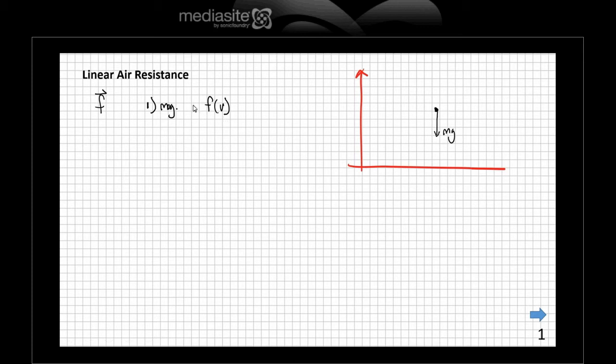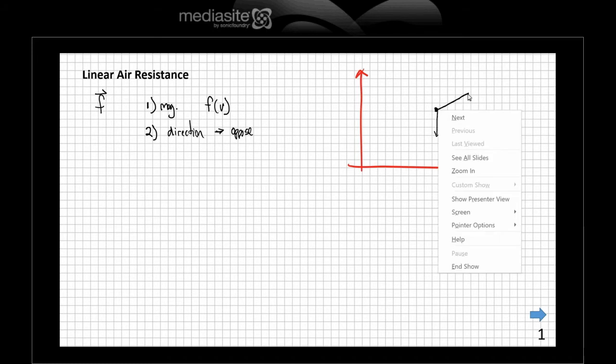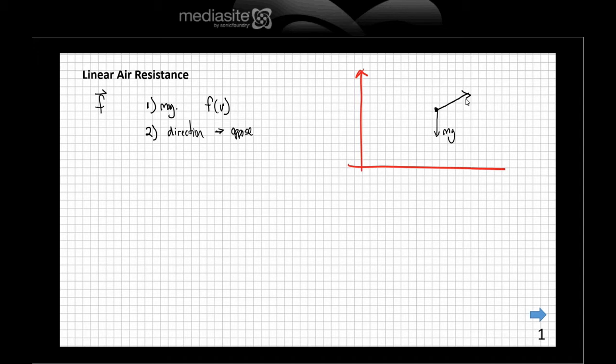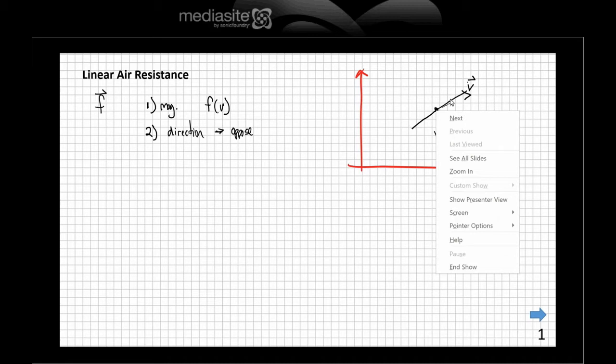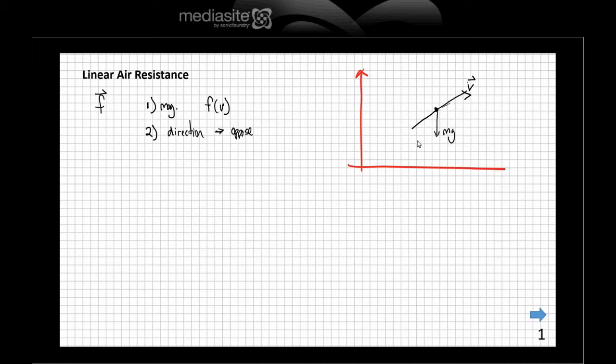The direction of the force: the air resistance, that frictional force, always causes me to slow down. So in terms of direction, the force is always going to oppose the direction I'm going. If I have some velocity here, the force is going to oppose that, and the magnitude of it is going to depend on how fast I go.